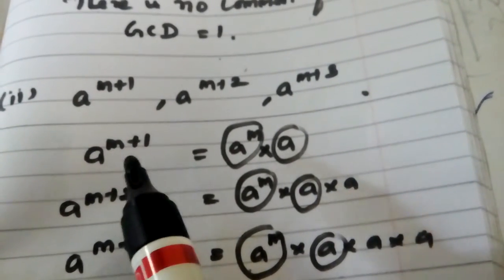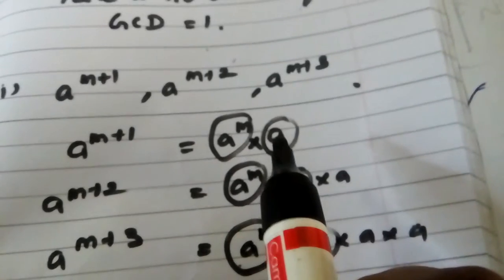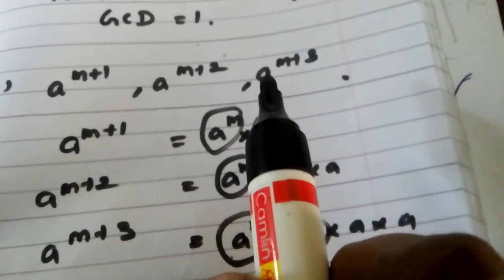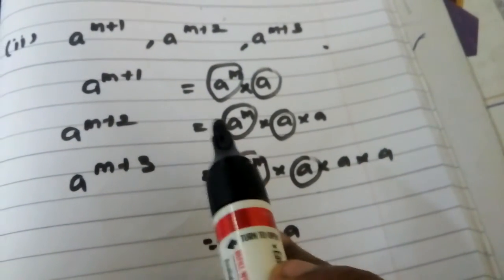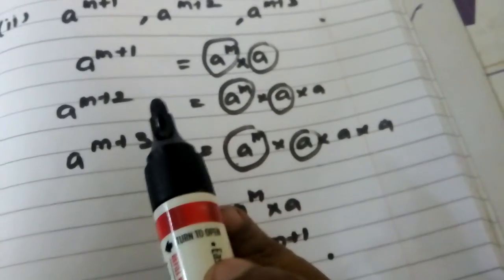Okay. Then the next question is a power m plus 1, a power m plus 2 and a power m plus 3. Here a power m plus 1 can be written as a power m into a. We know the formula: a power m into a power n is equal to a power m plus n. By using that formula only we are writing this. If you want, I will write and show you the formula: a power m into a power n. See here it is given a power m plus 1, so a power m into a can be written as a power m plus 1. A power m into a power n can be written as a power m plus n. That is the format which we used here.